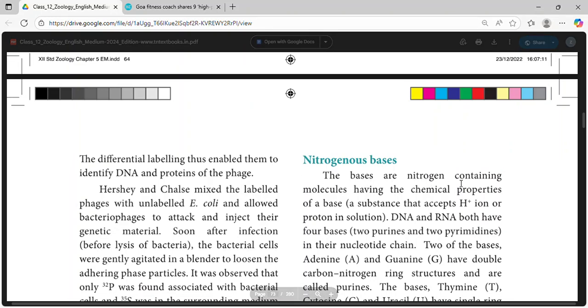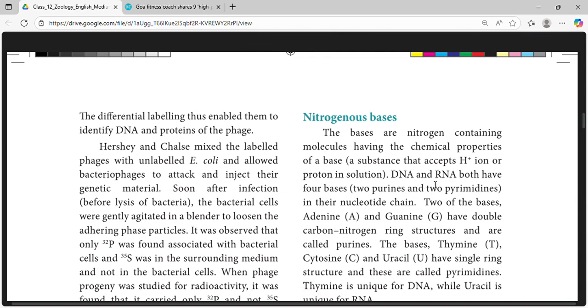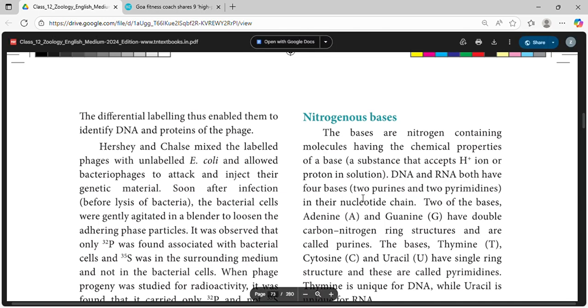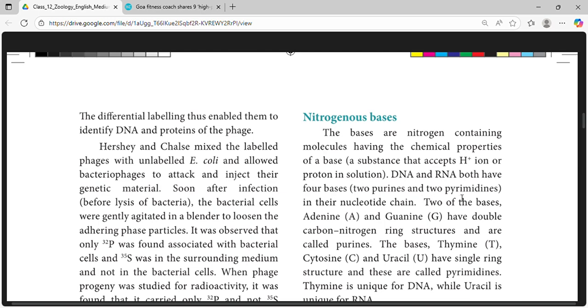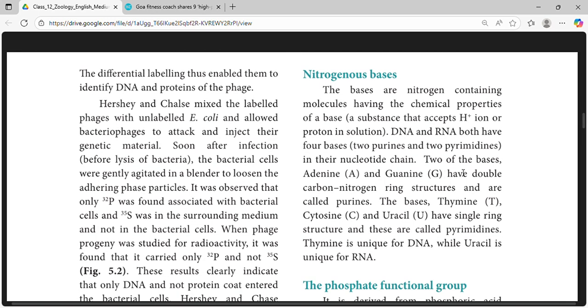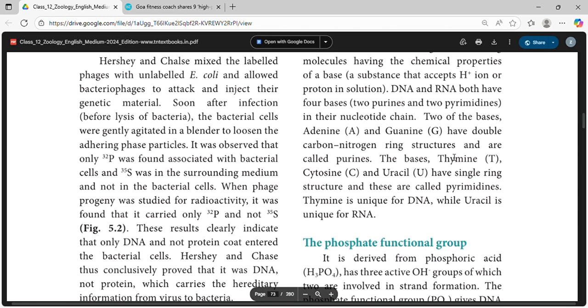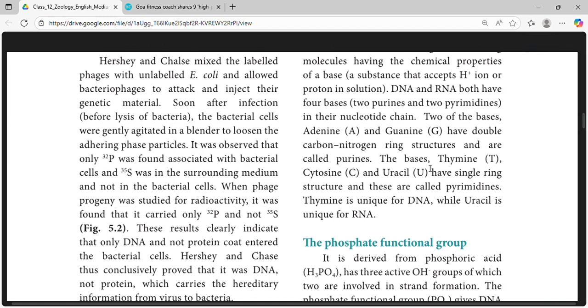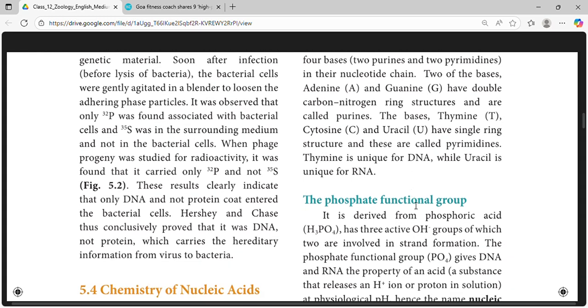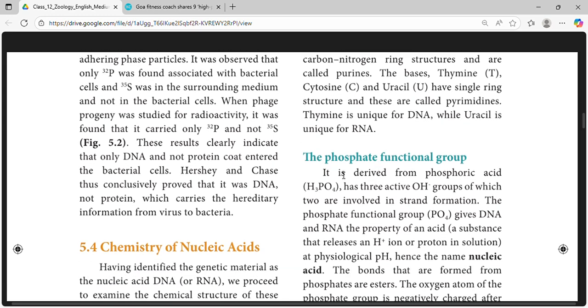Nitrogenous bases. The bases are nitrogen-containing molecules having the chemical properties of a base, a substance that accepts an H+ ion or proton in solution. DNA and RNA both have four bases, two purines and two pyrimidines, in their nucleotide chain. Two of the bases, adenine and guanine, have double carbon-nitrogen ring structures and are called purines. The bases thymine T, cytosine C and uracil U have a single ring structure, and these are called pyrimidines. Thymine is unique for DNA, while uracil is unique for RNA.